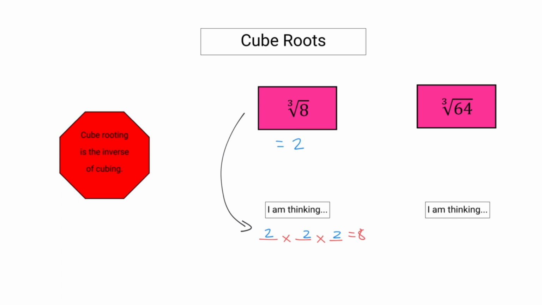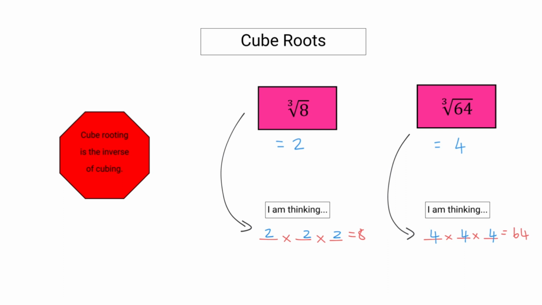Let's look at this next one, the cube root of 64. This time we want to know what number multiplied by itself and by itself again gives you 64. So we say what times what times what gives us 64. And this time the answer will be 4. Because we know 4 times 4 is 16, times 4 again gives us 64. So if we go to the top here, our answer is 4.